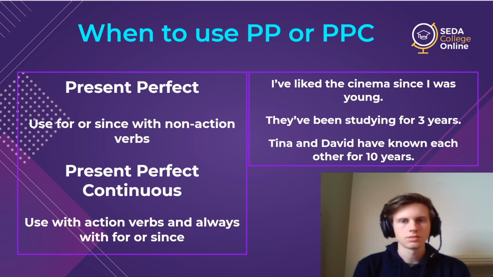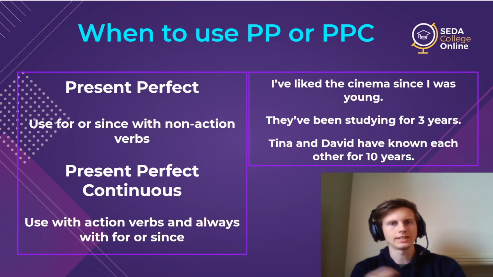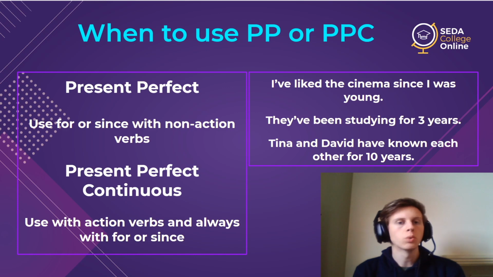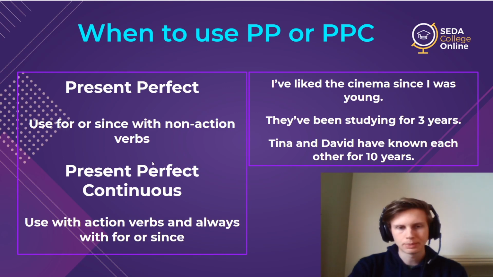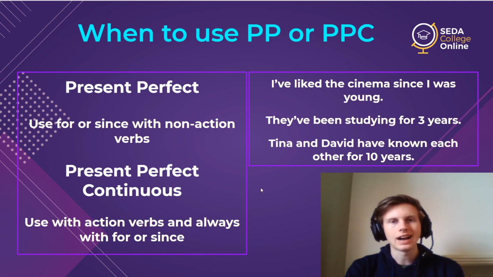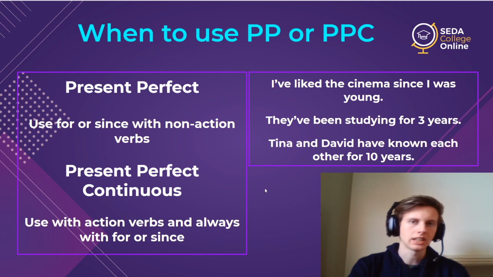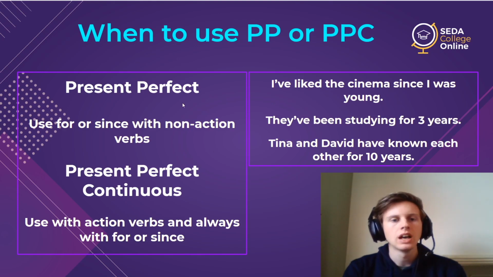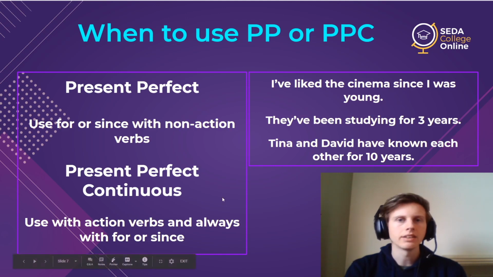We use for or since for both. The present perfect uses for or since with non-action verbs like have, know. The present perfect continuous uses it with action verbs, something that has a process, something that can take time. There's 2 exceptions. You saw in my previous slide, I had the verb work. Work can be both. It can be present perfect or present perfect continuous. It doesn't matter. You can say, I have worked here, or I have been working here for 3 years. No difference. And the same for the verb to live. I have lived here for 10 years. I have been living here for 10 years.